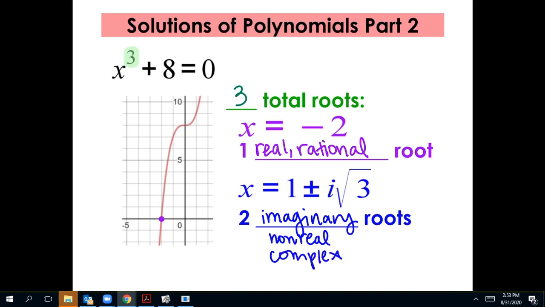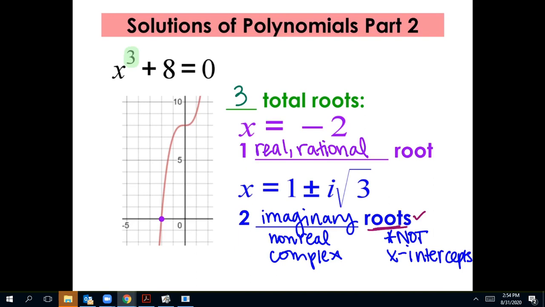And so that means they don't show up on the x-axis, so they are not x-intercepts. But they still are roots. So I'm just going to keep that underlined there. They're still roots, though. So we still have that, and they don't show up on the graph, as you can see. Only the one real rational root shows up.